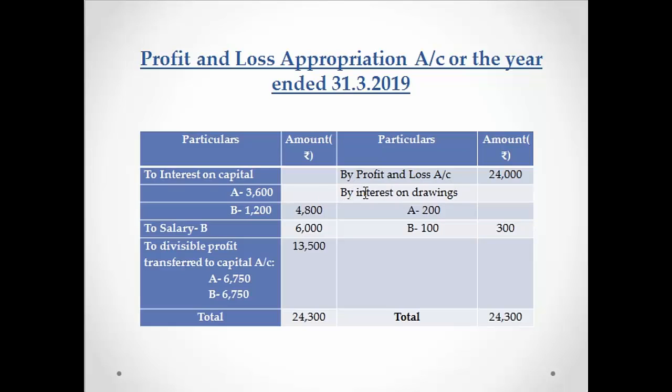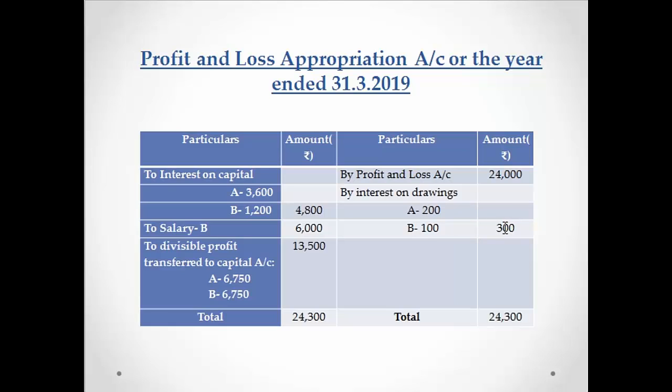Interest on drawings amount should be taken to the credit side in a profit and loss appropriation account, because from the viewpoint of the firm it is an income, and the amounts are taken separately for A and B. The amount which is taken for A is rupees 200, and the amount for B is rupees 100, and the total which is taken to the outer column is 300.